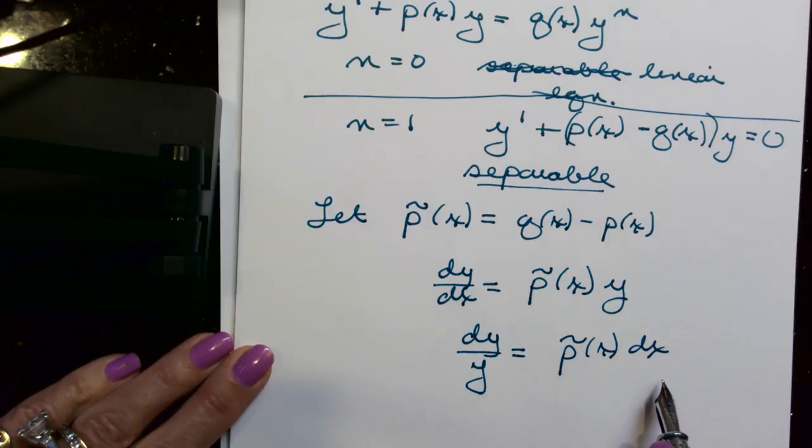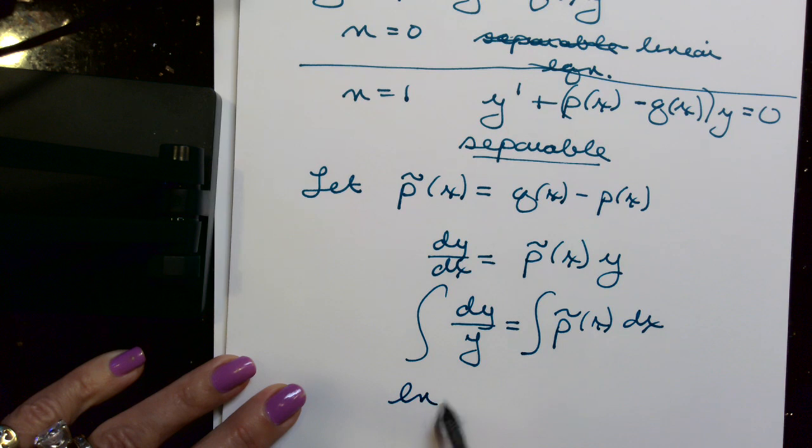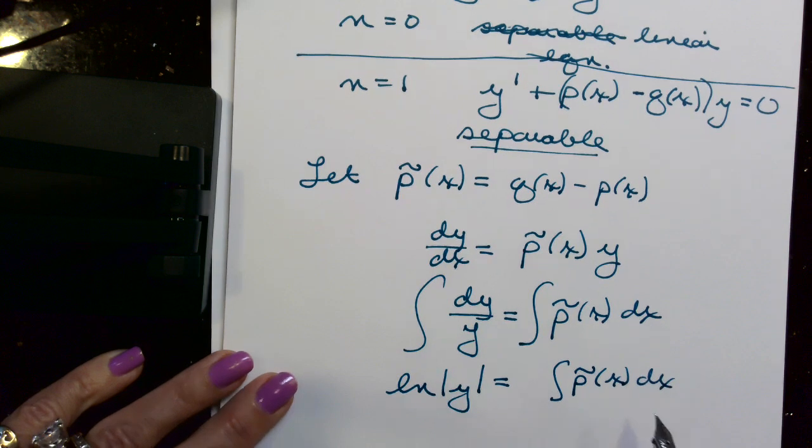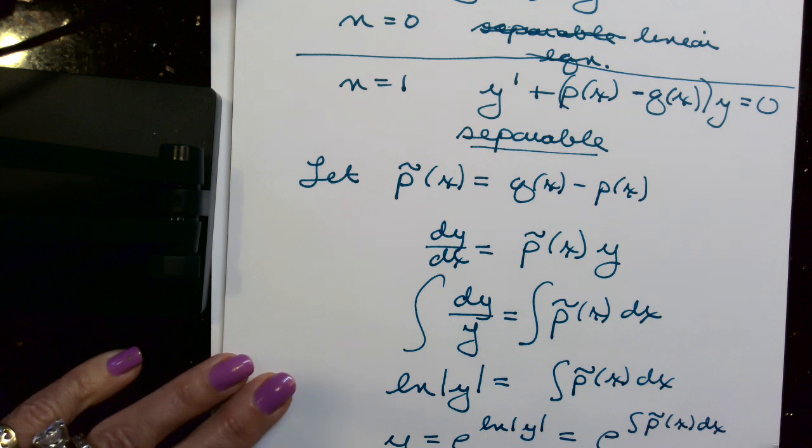Notice all the x variable things are on the right, all the y on the left, so that's separated, so I can integrate. I get ln absolute value of y is equal to the integral of p tilde of x dx. As long as we can integrate that, we're good. Now to solve for y, I exponentiate on both sides. So absolute value of y is e to the integral of p tilde of x dx, and you actually get a plus c when you do this indefinite integral.